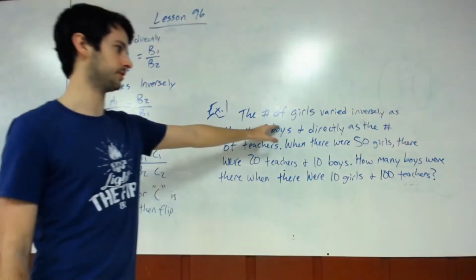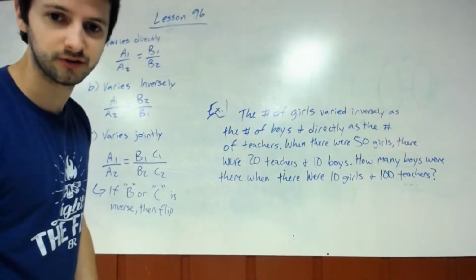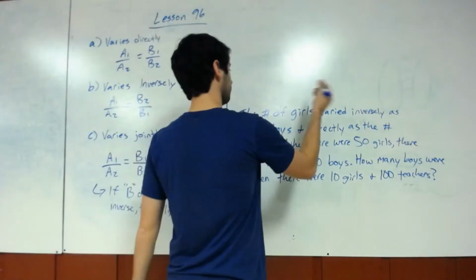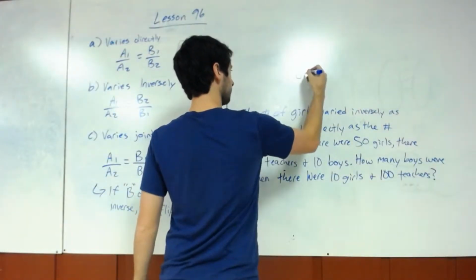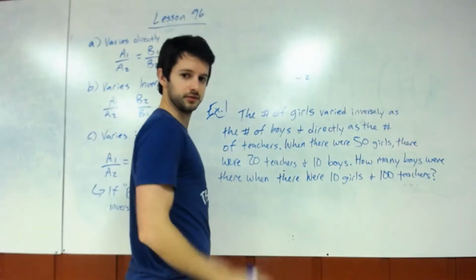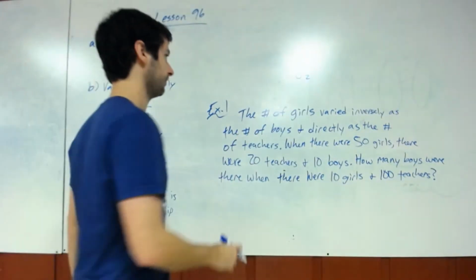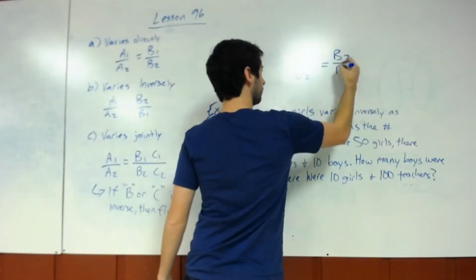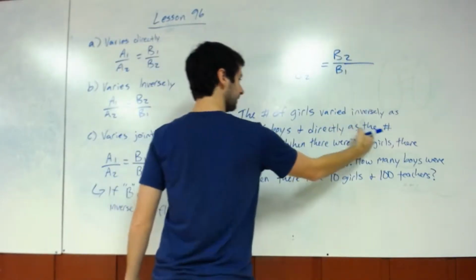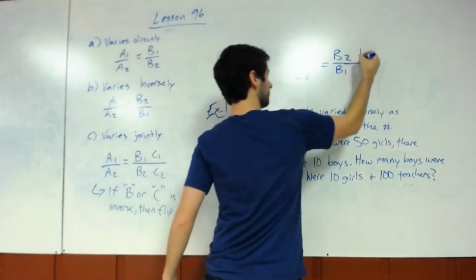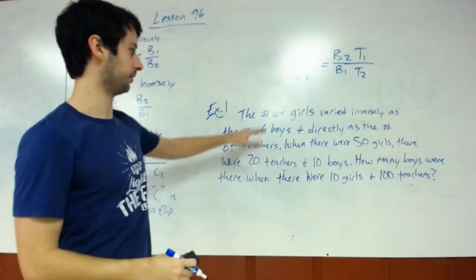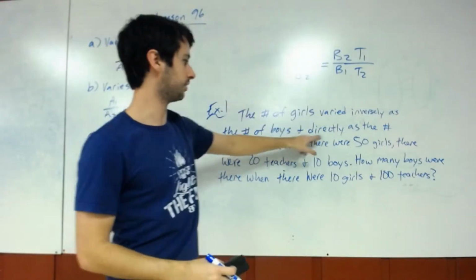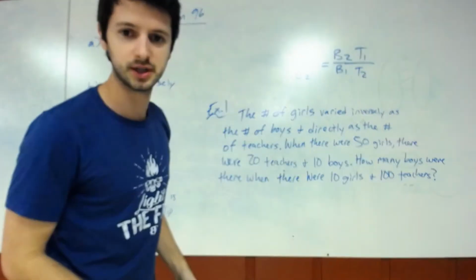It says the number of girls varied inversely as the number of boys and directly as the number of teachers. So let's set this up as an equation real quick. The number of girls, that's our main variable. It says inversely as the number of boys, so that's going to be written as B2 over B1, and then directly as the number of teachers, so that's going to be T1 over T2. So you simply follow along: number of girls varied inversely as the number of boys, so we flipped them, and directly as the number of teachers.